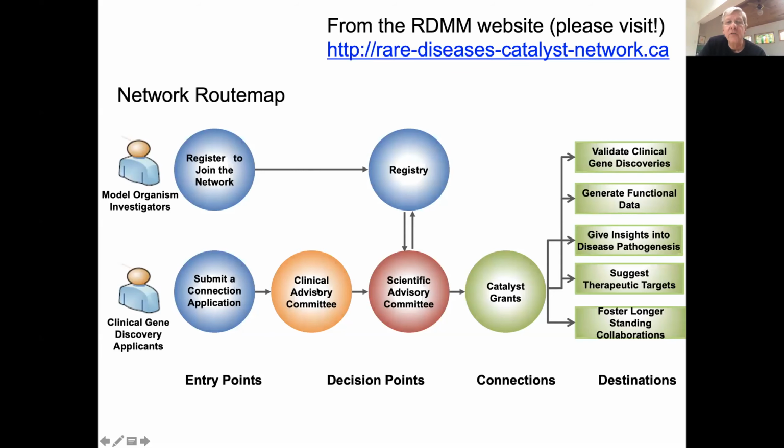And then those that pass these criteria are sent to a scientific advisory committee that has representatives of the various model organisms across the country. They can go into the registry and look for potential model organism researchers that have declared expertise in the orthologous genes. And if these are found, the scientific advisory committee can invite the model organism researcher to submit a grant. And then within a short time frame, we review these grants. And the hope is that by doing this, we can validate gene discoveries.